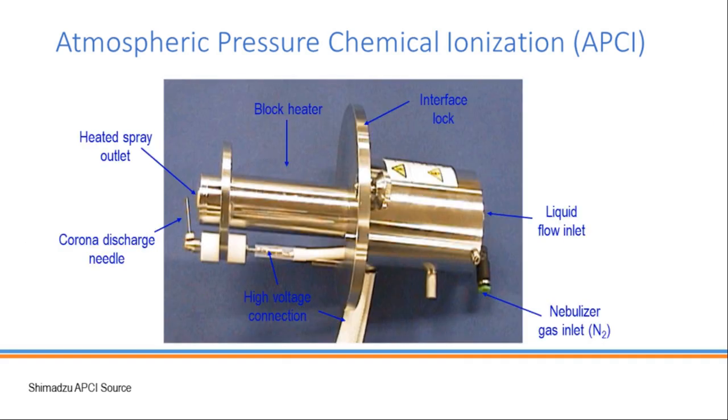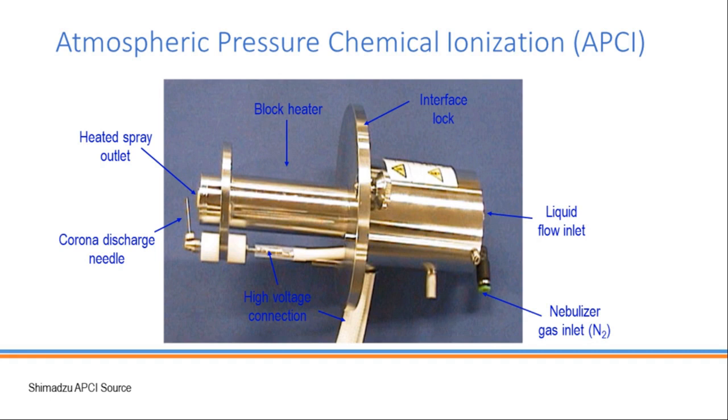This is at least what the source for a Shimadzu instrument looks like. I was able to easily take a picture of that down in my lab. But here, from the right side, you have a liquid flow inlet. You'd have the nebulizing gas, and then that big ring in the middle is where this thing would plug into your ion source region. You have the block heater to create the aerosol. And then that aerosol comes out and passes across that corona discharge needle, which is held at a very high potential. Again, not as highly applied for different applications as ESI, but still a very common and useful tool out there.